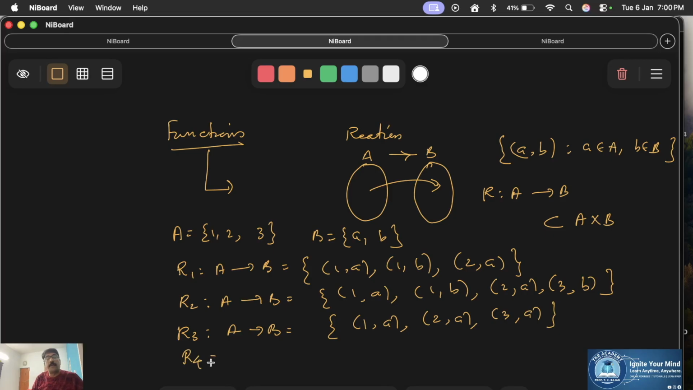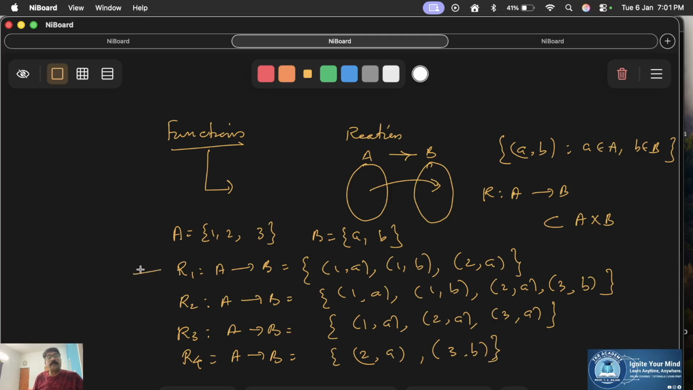Now, a fourth relation R4 from A to B, with the pairs (2,a), (3,b). Okay, that's enough.